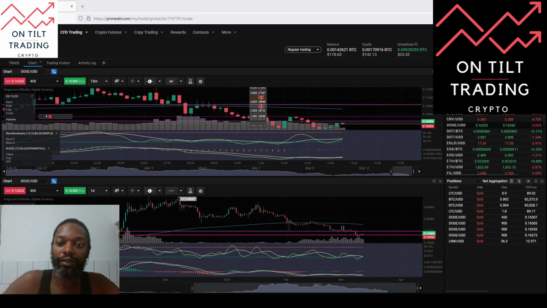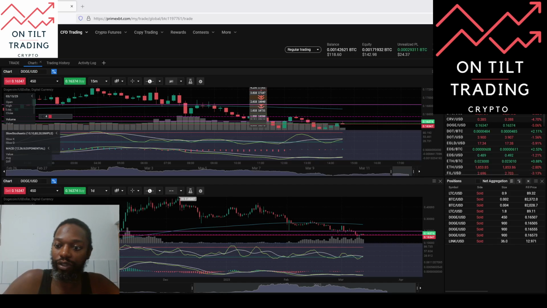These purple lines that you see here are Camarilla pivot points. This is Camarilla pivot S3. This is Camarilla pivot S4. This blue line that you see here is the 200 EMA, and this blue line here is also the 200 EMA.